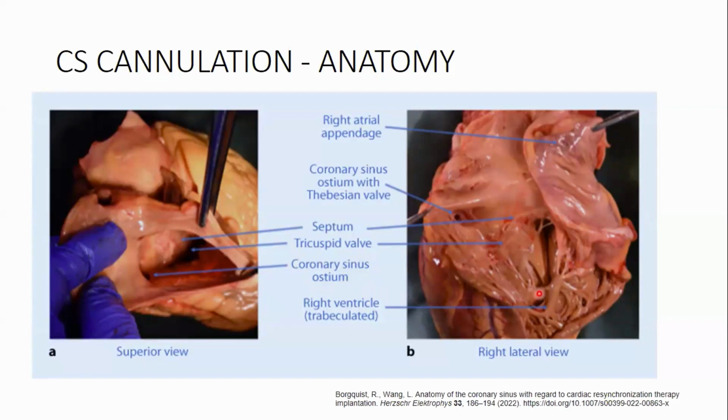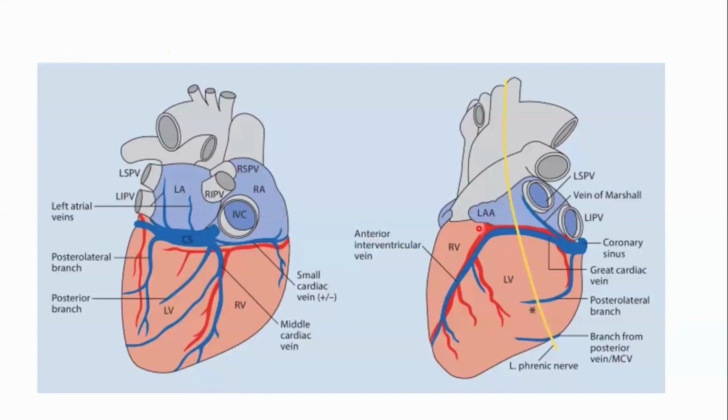And when we look at the coronary sinus from the right lateral side, we can appreciate its relationship with the tricuspid valve. So it lies just a little bit above and posterior to the tricuspid valve. And so this is just important anatomy to appreciate. Now, a little bit of the schematic anatomy of the coronary sinus. So as we said, the coronary sinus arises from the right atrium.